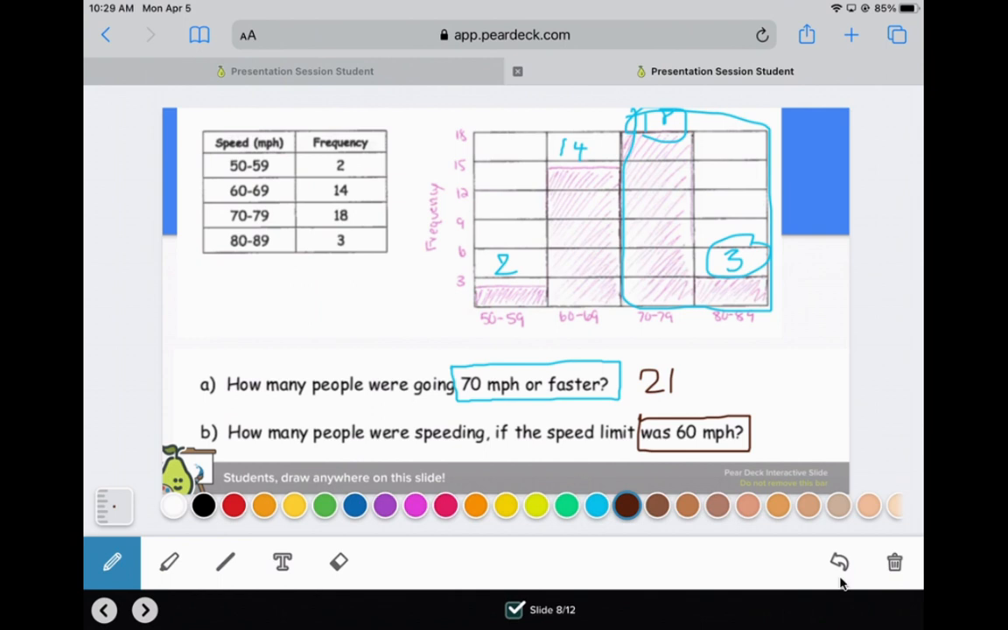Okay, some of you said 35. How do you know it's 35?